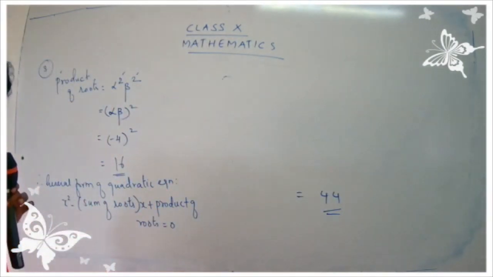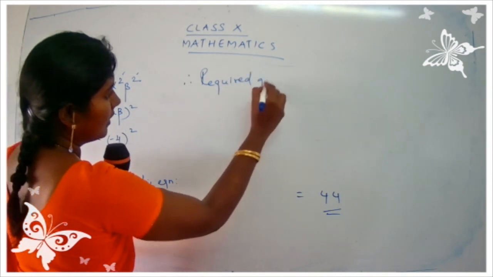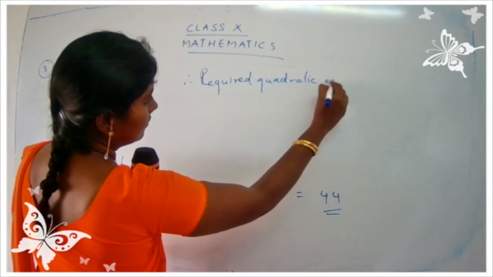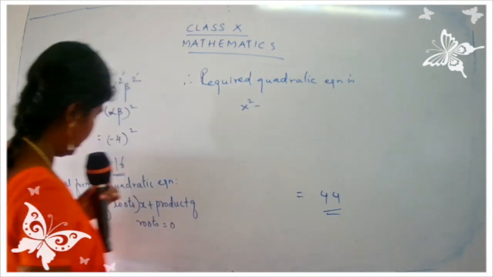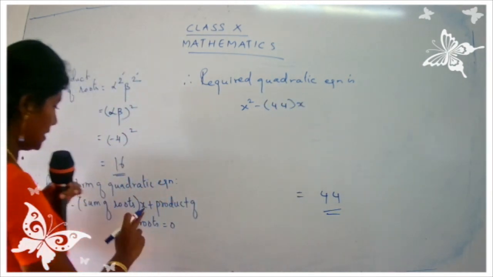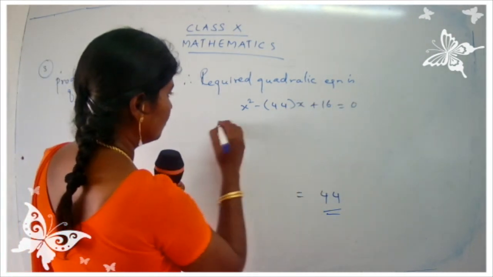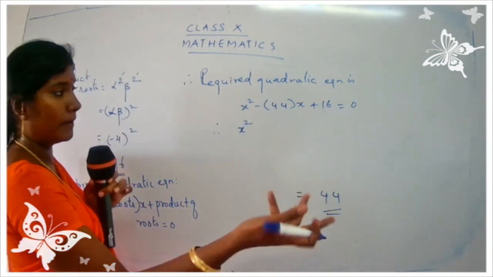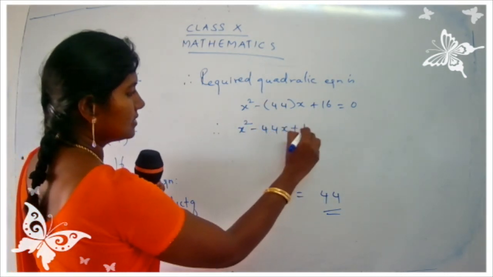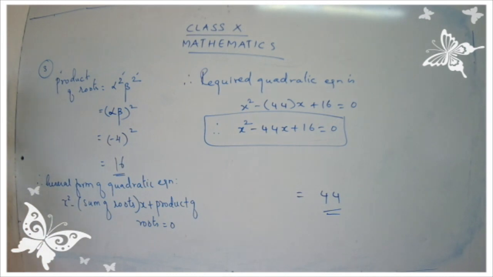I'll just keep the answers for my reference. Therefore, the required quadratic equation is x square, sum of roots, what is the sum of roots? 44. x plus product of roots, what is the product of roots? 16 is equal to 0. Therefore, x square, try to remove the bracket, minus 44x plus 16 is equal to 0. So this is the required answer: x square minus 44x plus 16 is equal to 0.